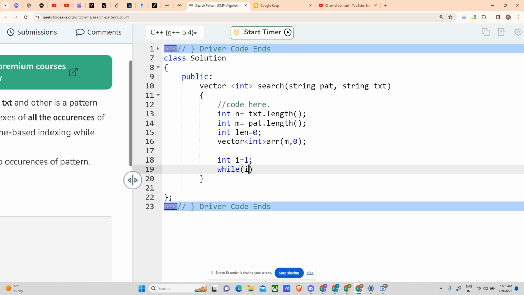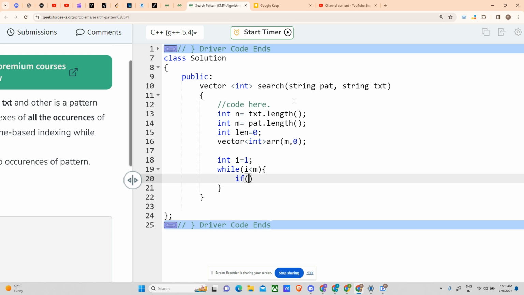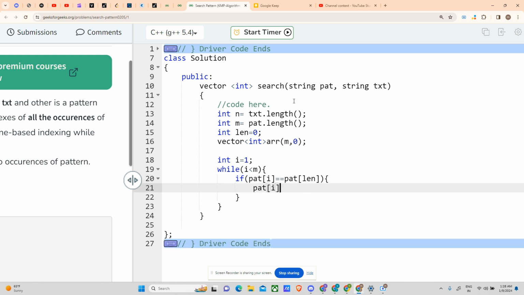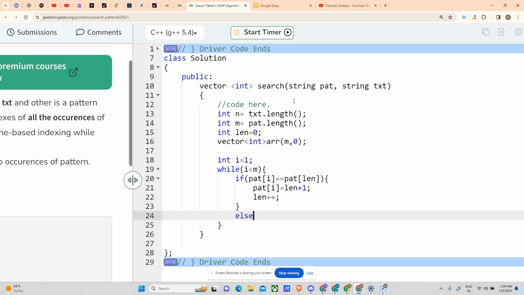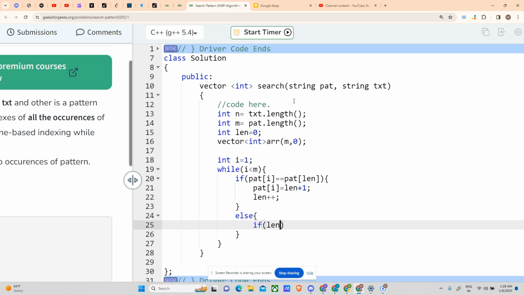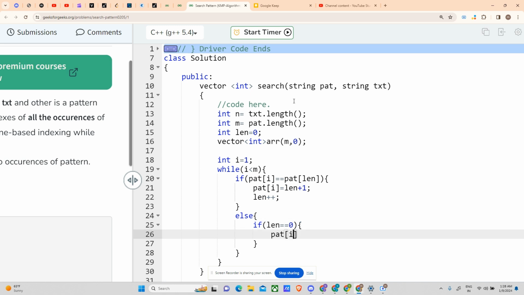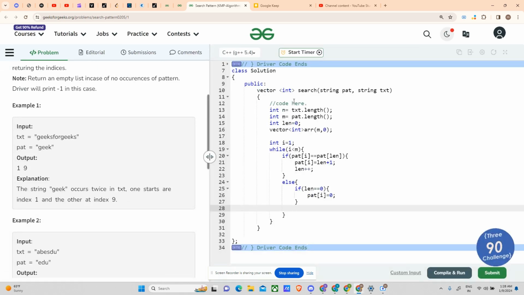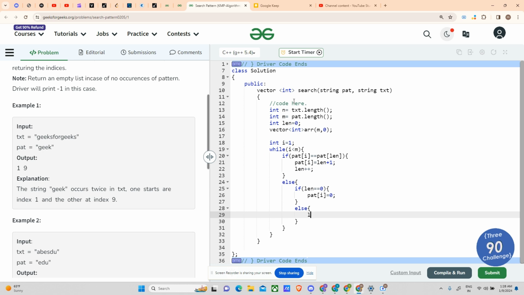Now while i is less than m, my first case was if pat[i] equals pat[len]. In that case, arr[i] equals len plus 1, and len also increases. Else, case 2a, if len equals 0, in that case arr[i] equals 0. Else, case 2b, my len would be equal to arr of len minus 1.